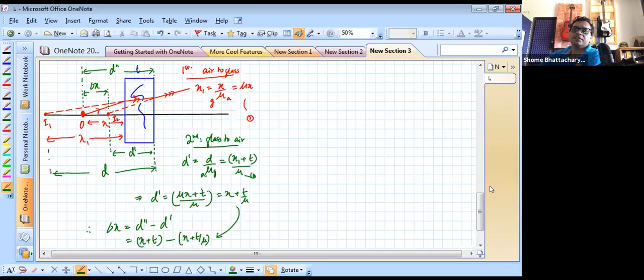So the example we did of the pole casting the shadow inside water and all that, those are examples where you cannot apply the real depth, apparent depth formula, or even the other question I was discussing. Okay, so hope this is clear.